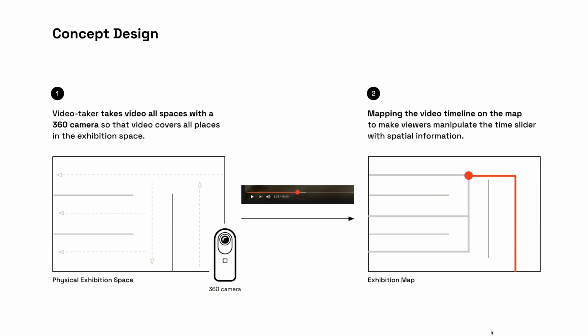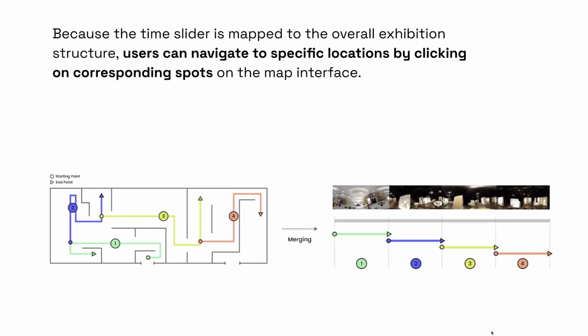To achieve this, we devised a simple yet effective concept. We captured the entire exhibition space with 360-degree cameras and mapped the video timeline to the exhibition map for intuitive spatial navigation. So with this method, viewers can move to a specific location by clicking on a spot on the map interface, similar to navigating to a specific time point by clicking on a timeline in conventional video interfaces.